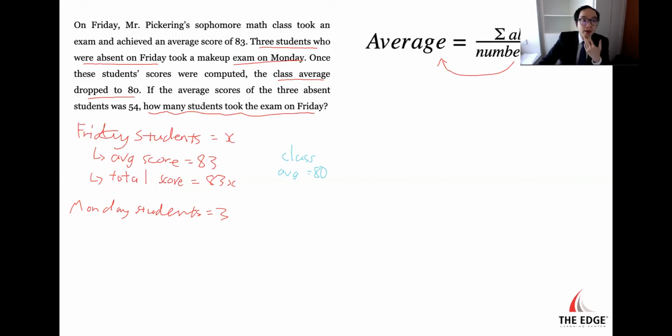And then we also know that the average score for the 3 absent students was 54. That's another piece of valuable information. So average score is 54. And again, we can use the same trick that we did earlier to find a total score. If we multiply the average score by the number of students, 54 multiplied by 3, that equals 162.